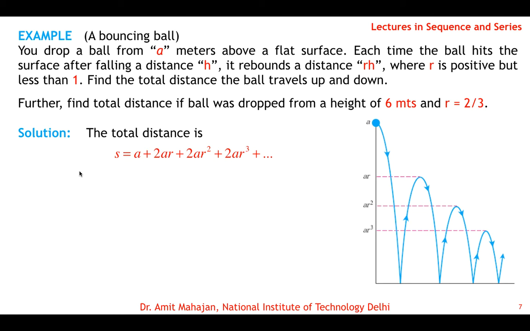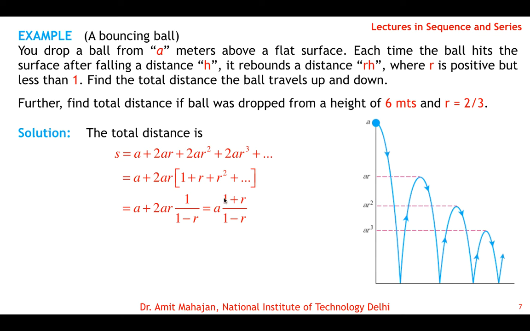Okay, so we can rewrite the first term as a, and from the rest of the terms we can take 2ar common to write it as 1 plus r plus r square plus so on. You can see that this term inside the bracket is a geometric series with the first term as 1 and the common ratio as r. So we can calculate this infinite sum as a over 1 minus r. And a is 1, so simply 1 over 1 minus r.